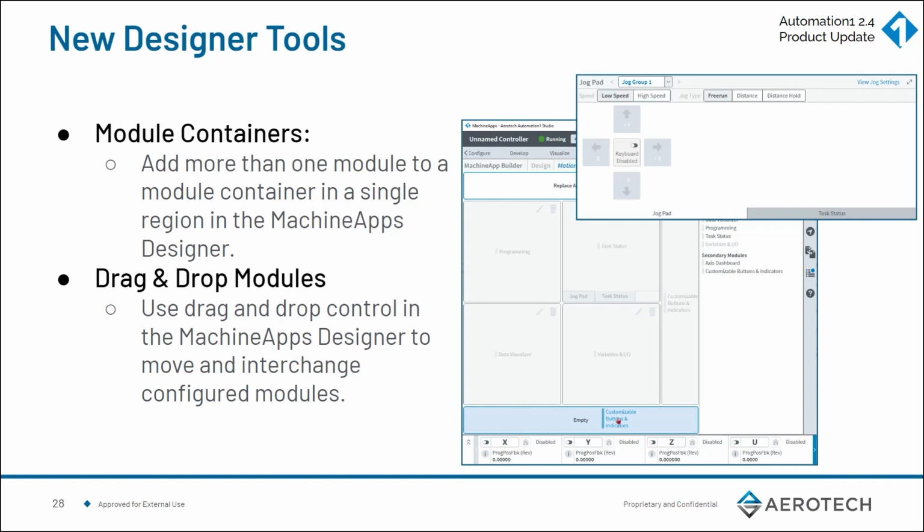We also have drag and drop modules. This screenshot here is how that tab would look in your HMI. As you can see, the jog pad is over on the left, and if you click on task status, that's a completely different module that would show up in this same real estate. If you're working in the designer tool, you can now drag and drop modules between the different spaces. Here I'm dragging the customizable buttons and indicators from the right-hand side to the bottom, just click on it and drag it right down. It makes it a lot more flexible for developers.